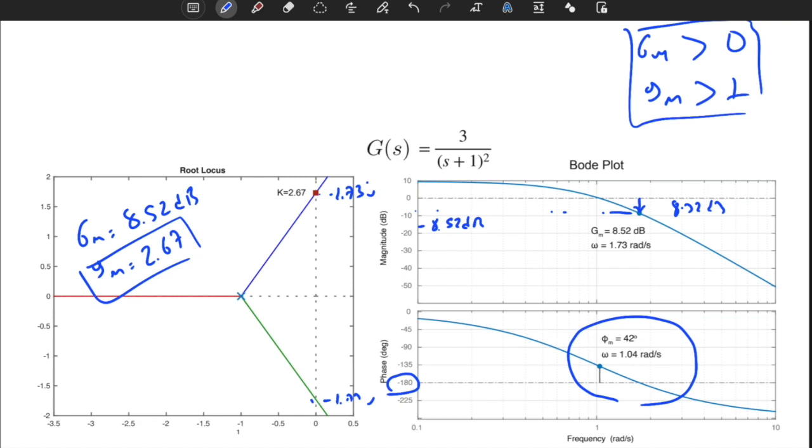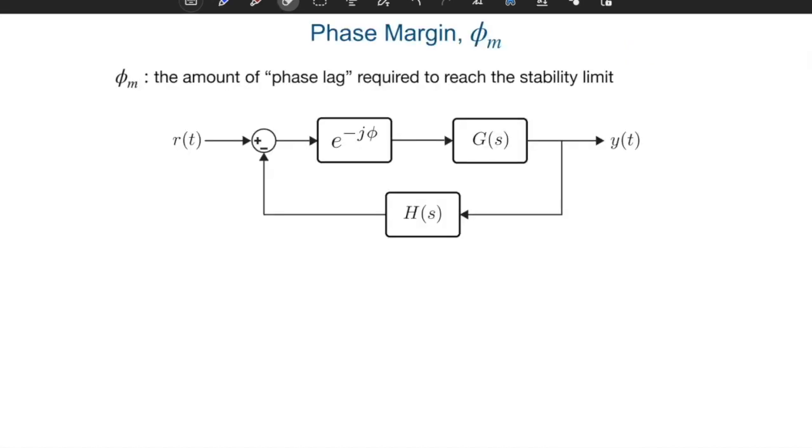Now we will talk about the phase margin. Unlike gain margin, there is no easy way of technically understanding a phase margin from the root locus plot. So I will directly talk about it from the perspective of transfer function and the Bode plot. In the phase margin computation, the problem is this. What is the amount of phase lag required to reach the stability limit?